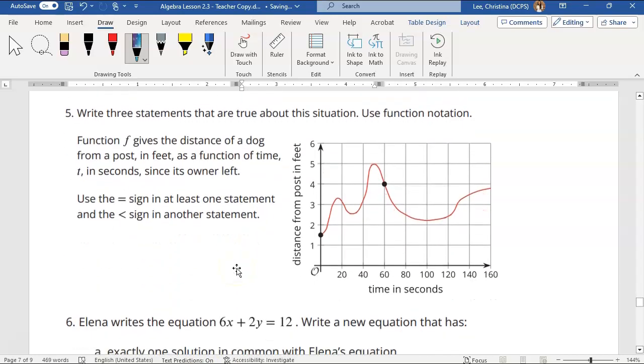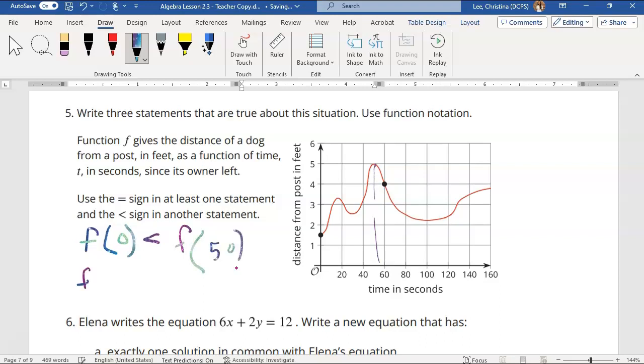All right, write 3 statements that are true about the situation. Use function notation. So again, we still have our dog walking situation, or our dog on the pole situation. And so you want to go ahead and show us f of, for example, let's say f of 0 is less than, let's say about there, f of 50.